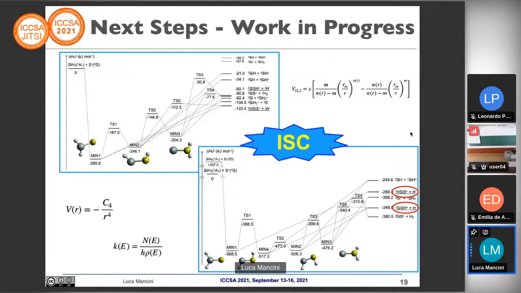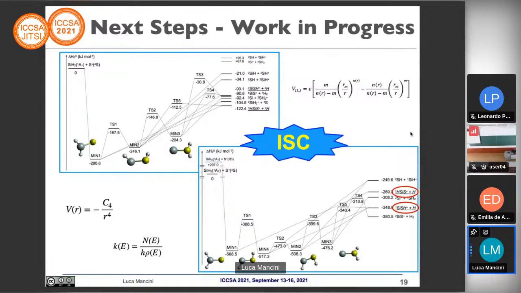But of course, we need to deeply investigate the full potential energy surface, including all the possible minima, transition states, and products, both from the quartet potential energy surface and from the doublet potential energy surface.